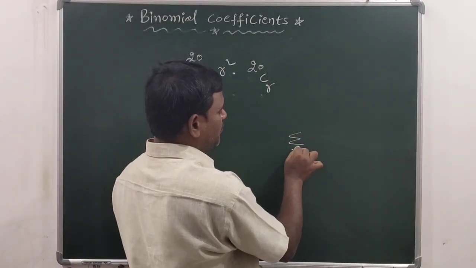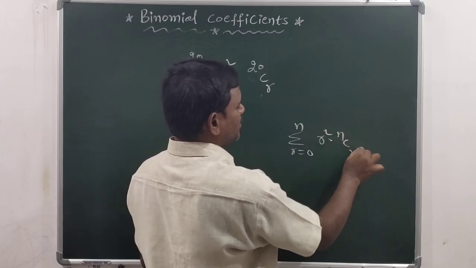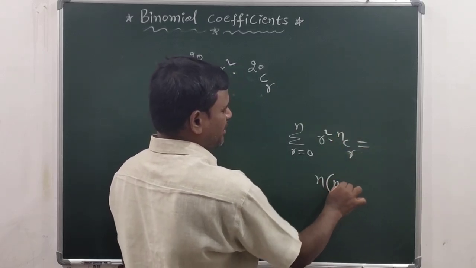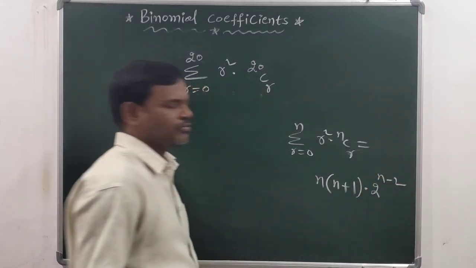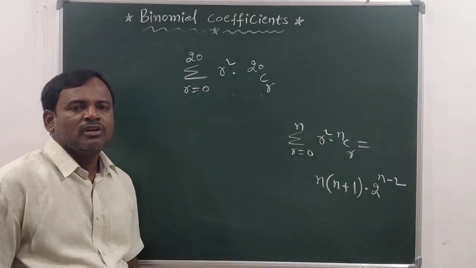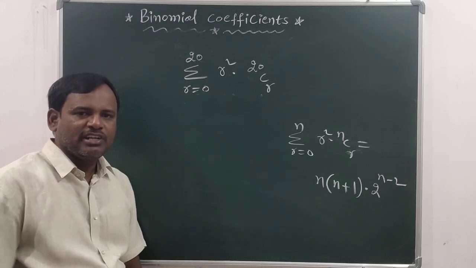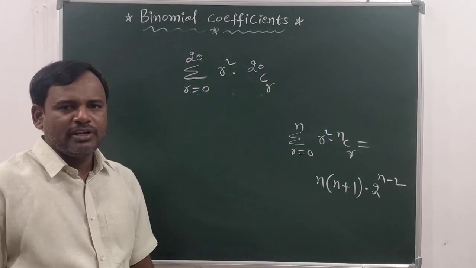For this also we have one standard identity which you learned. Summation of r runs from 0 to n, r square into nCr, which is equal to n into n plus 1 into 2 power n minus 2. So that is also one of the famous formulas. Even you have proved it, and it is there in the regular academic textbook also. You have evaluated it.